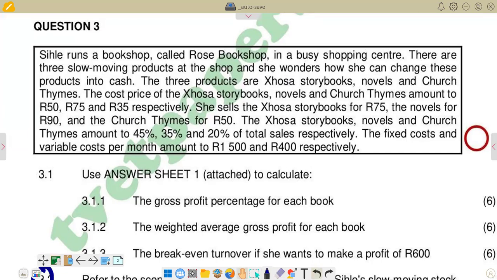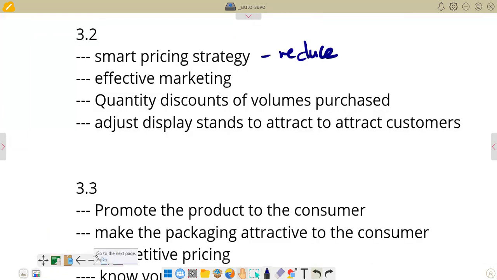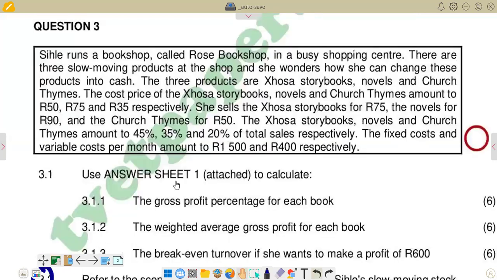So the adjustments in terms of the sales that we are going to put those books can also attract customers, and they come and buy. So the last point is really adjust display stands to attract customers. So this is what we have in terms of 3.2. Then you can move on to 3.3 to see what it says.